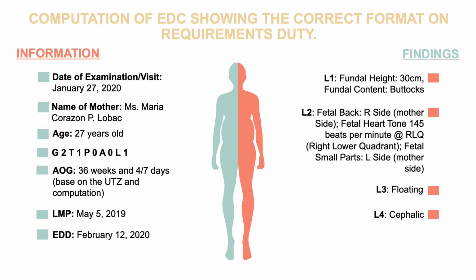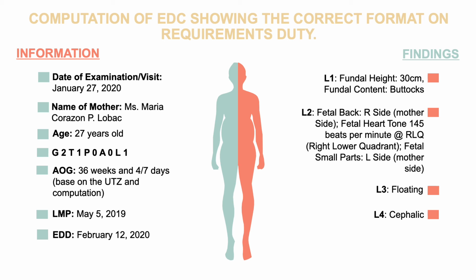For the findings, we list down the L1, or the fundal grip, which tackles the fundal height and the fundal content. For the L2, or also known as the umbilical grip, which contains the findings of the fetal back or the position of the fetus and the fetal heart tone and where it was located, as well as the location of the fetal small parts.